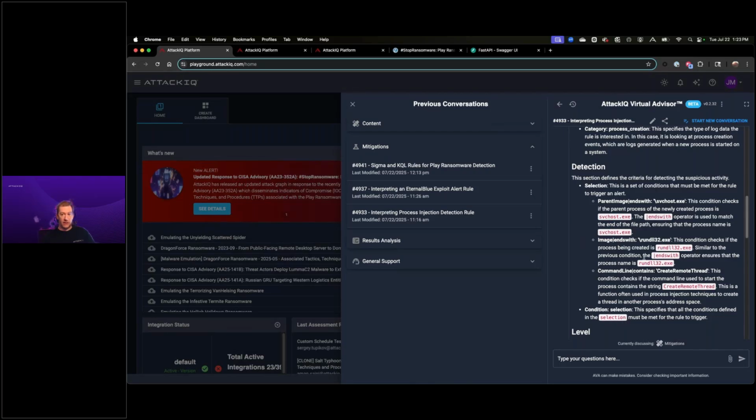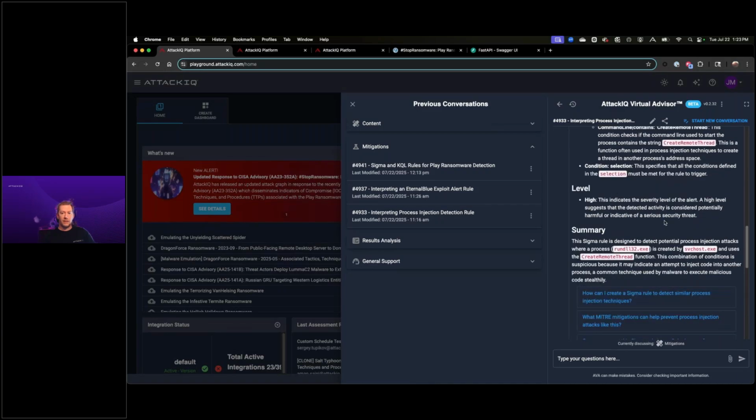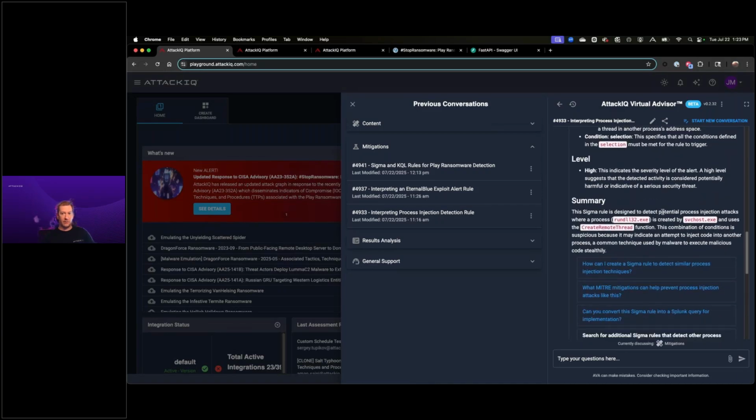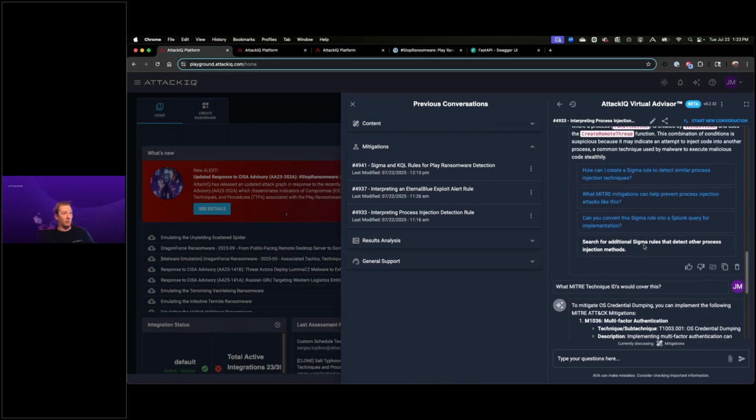So the svchost.exe, it's explaining, the rundll32.exe, it's explaining, and the summary is that the Sigma rule is designed to detect potential process injection attacks where the process is created by svchost.exe and uses the CreateRemoteThread function. The combination is suspicious because it can indicate an attempt to inject code into another process, commonly used by malware to execute malicious code stealthily. Now, it did all of this just on me asking that one question. So it's very easy for AVA to turn a cryptic rule into something written in plain English.